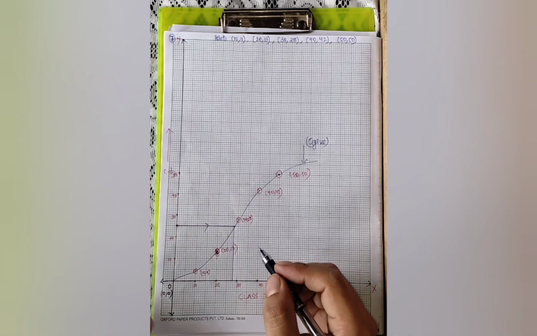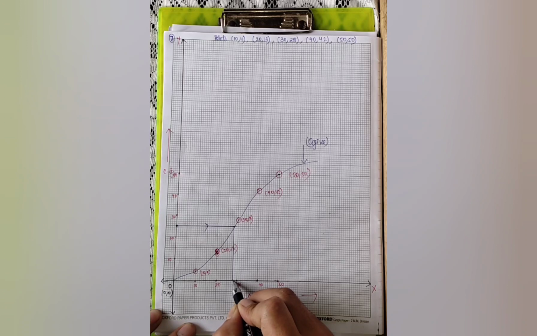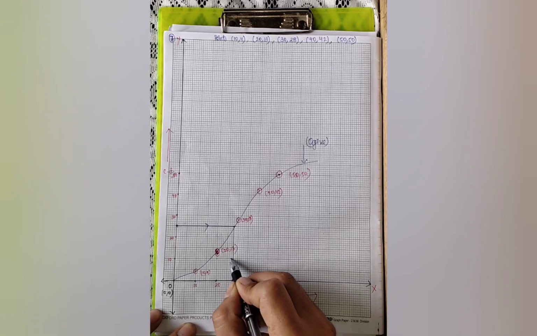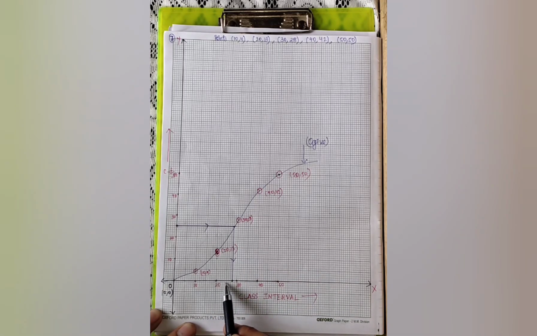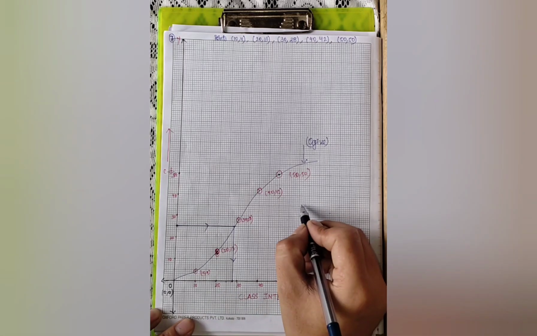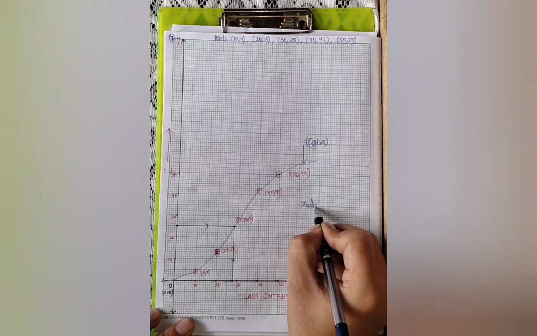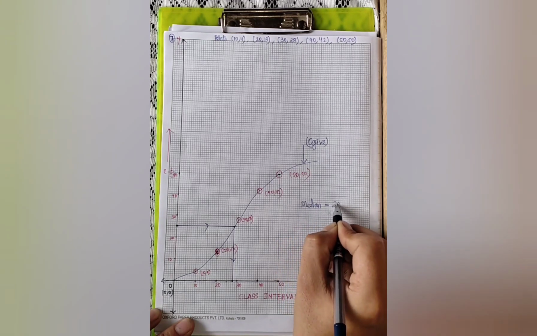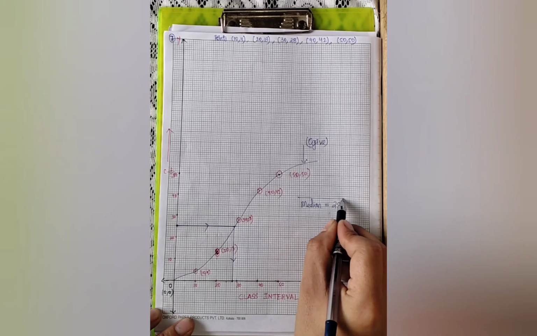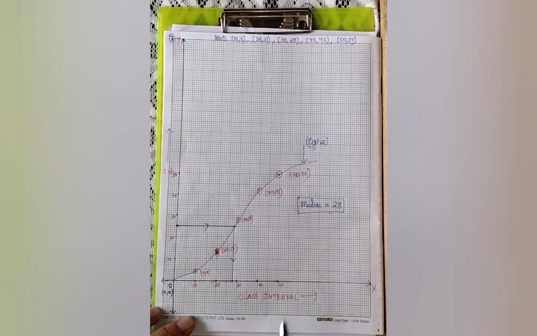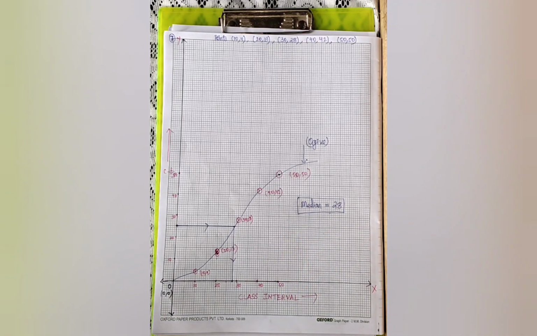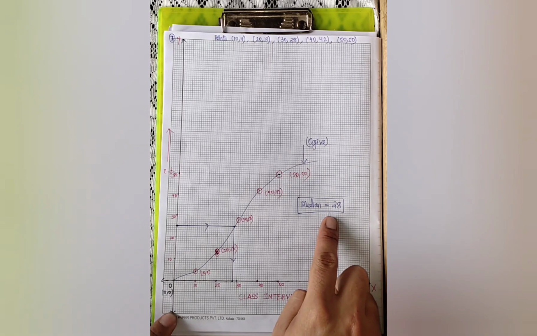So this is the point I am getting right now. And let me count. It is 20, 25, 26, 27, 28. So exactly on 28. So the median I am getting is 28. This is the approximate value. Some of you might get 27, some of you might get 29 also, depending upon the graph. So hence the median I am getting is 28.